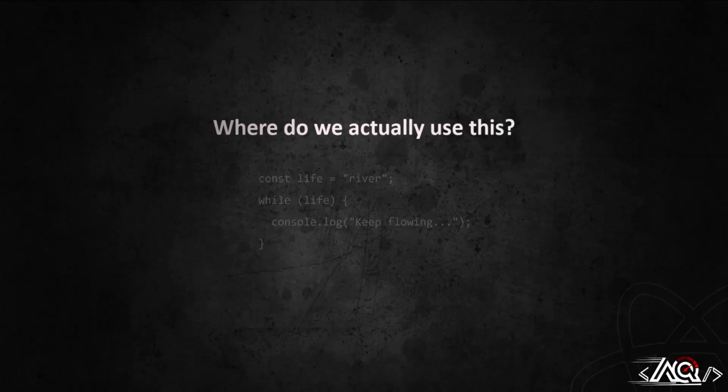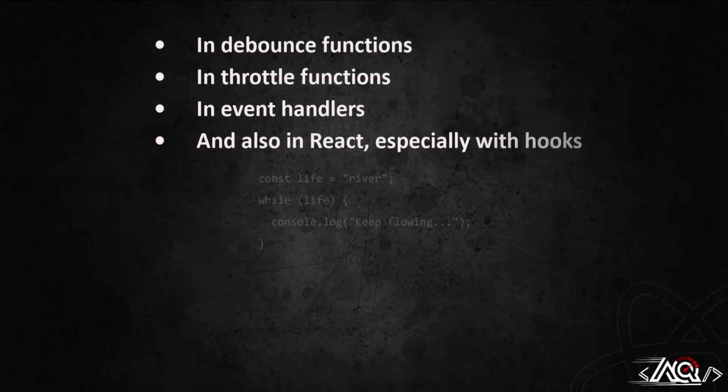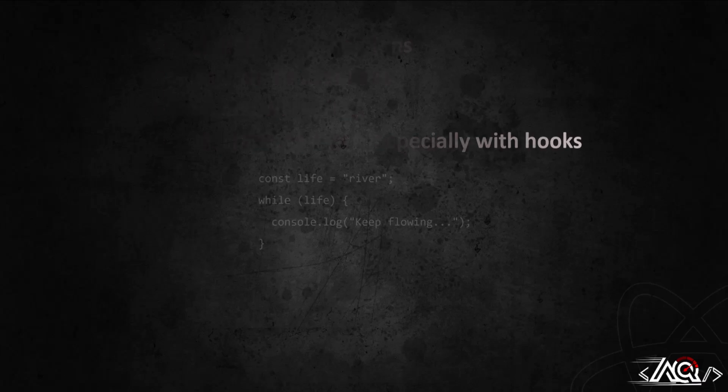Now you might be thinking, okay, but where do we actually use this? Closures are used everywhere. For example, in debounce functions, in throttle functions, in event handlers, and also in React, especially with hooks. If you've worked with React, you've probably used closures without even realizing it. For example, when you use useState and access the state inside a function, that's closure behavior, because the function remembers the variables from its scope.